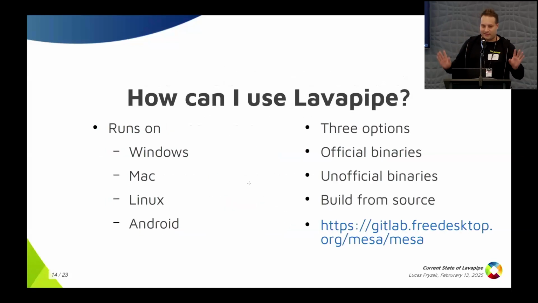Now, moving on, this is the current state. You can run a lot of stuff on it. How can I use it? If you want to use Lavapipe, how can you get your hands on it? Today it runs on all the major operating systems: Windows, Mac, Linux, and Android. There are three options available to get it. Depending on your platform, you might have official binaries, you might have unofficial binaries, or you might have to build it from source code. I'm going to cover the different platforms, what options you have, and how you can look into doing those options.